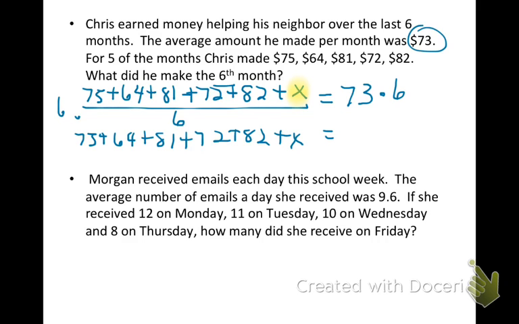And then 73 times 6 is 438. Then we'll add up all our values. And when we do that, we get 374. So now we have 374 plus that missing amount equals 438. So to solve, we're just going to subtract that 374 from both sides to get x by itself.